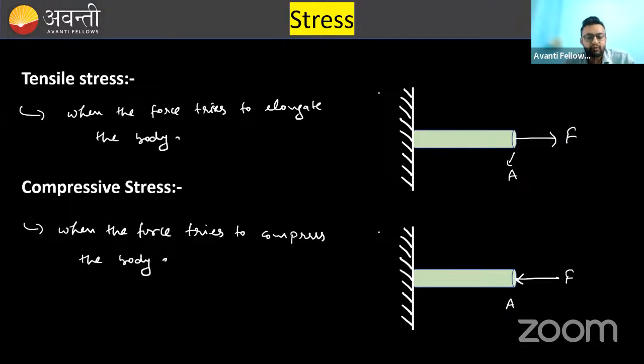But one thing is for sure, that both these stresses are longitudinal stress, because in both the cases, force is acting perpendicular to the surface. Perpendicular to the surface means this is the cross section area and the force is perpendicular to this area. So this is known as longitudinal stress. The longitudinal stress is of two types, tensile and compressive stress. Moving further.